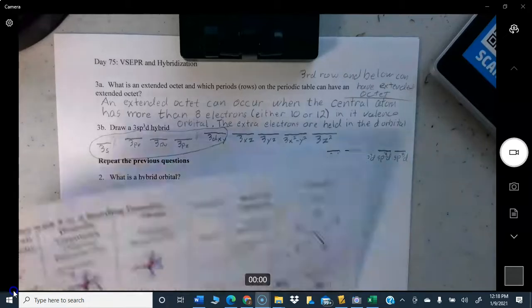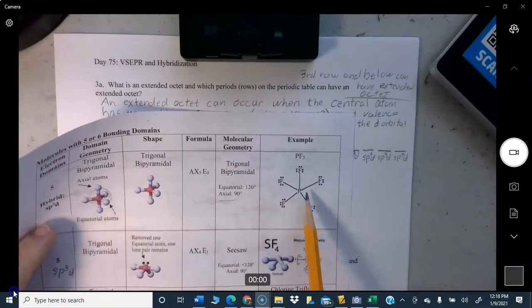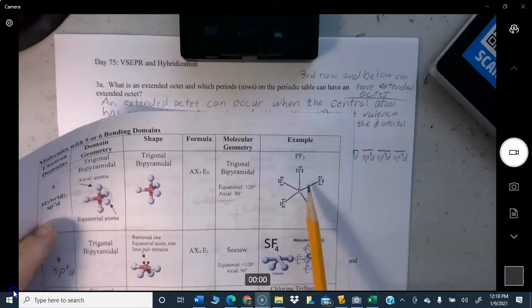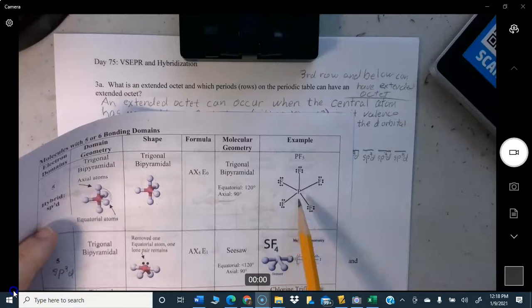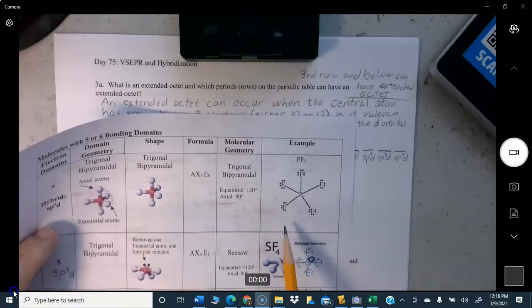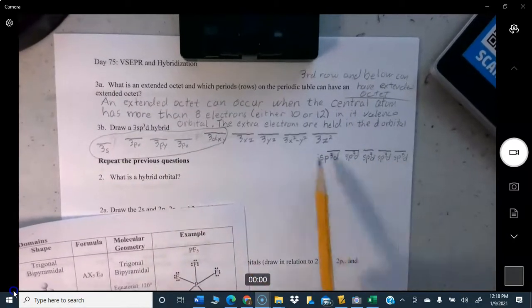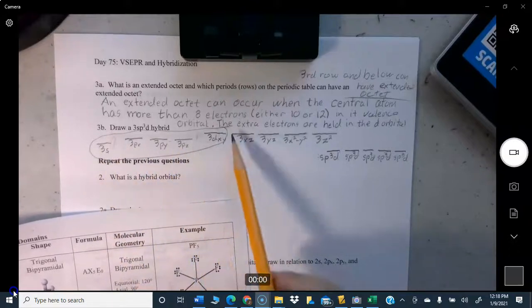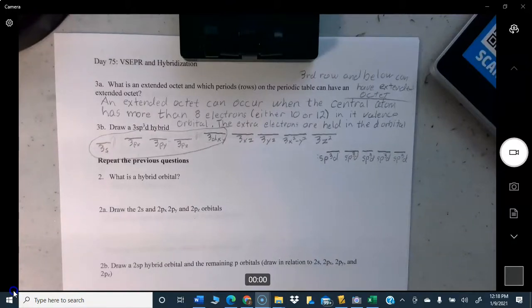Okay, because when you look at this molecule, phosphorus pentafluoride, there's no reason why this phosphorus fluoride bond should be any stronger or higher energy than this one or than this one. They should all be the same. So you have to mix the orbitals in that fashion so that these 3 different energy levels you have here will all be at the same energy level. That's the whole point of hybridization. Okay, what is a hybrid orbital?